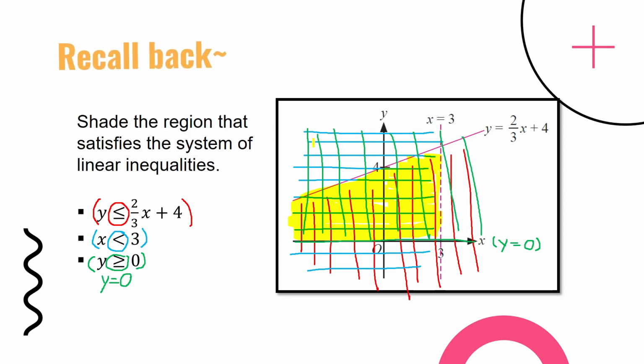Okay, above here there is no red. At the right side there is no blue. Below here there is no green. So that's all for the common area. And then we erase all the colors that are not involved.